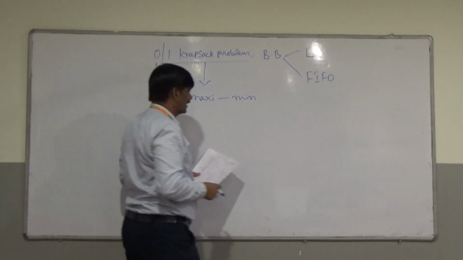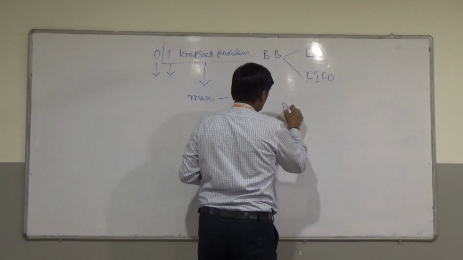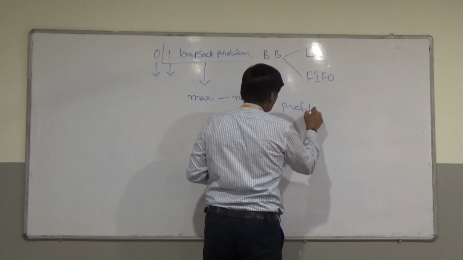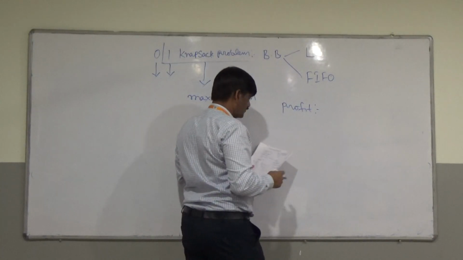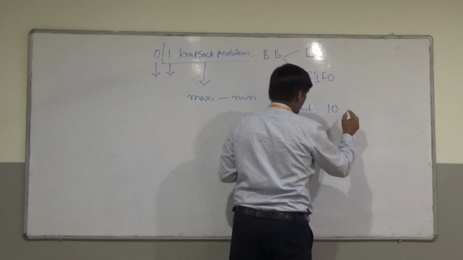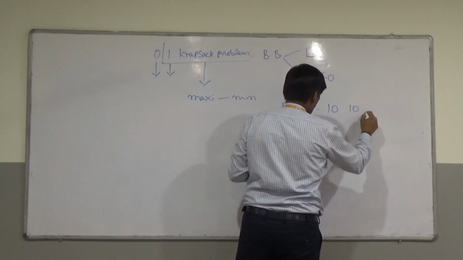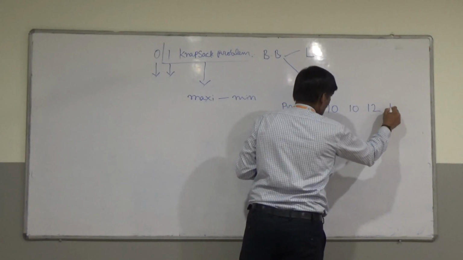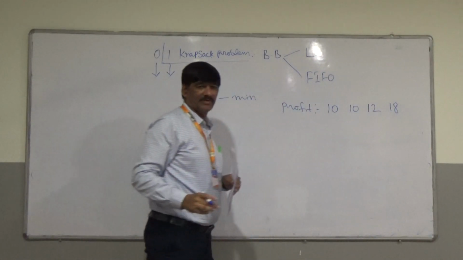Here is one example for that. The given data is this. These are the profits. The first item profit is 10 rupees, the next one is also 10, one more is 12, and one more is 18. So these are the profits for the given data.